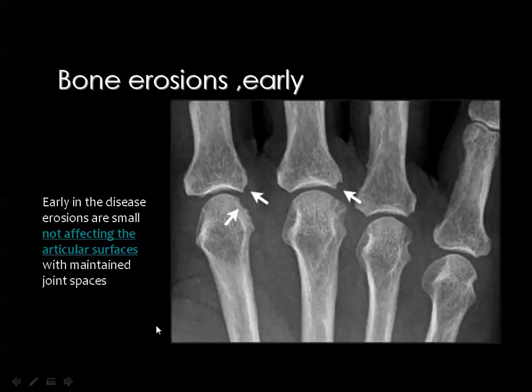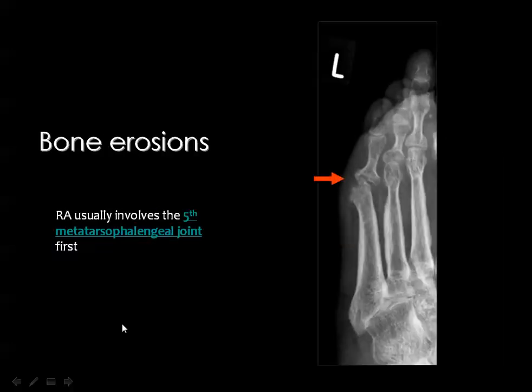Then erosions will start early in the disease, and these erosions will not affect the articular surface at the beginning. They occur near the articular surface and may be more appreciated on the radial aspect of the joint. But it's also mentioned in the literature that affection of the fifth metatarsophalangeal joint is usually an early manifestation of rheumatoid arthritis in the foot.